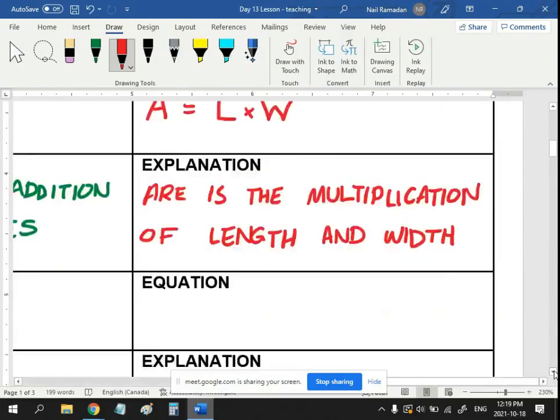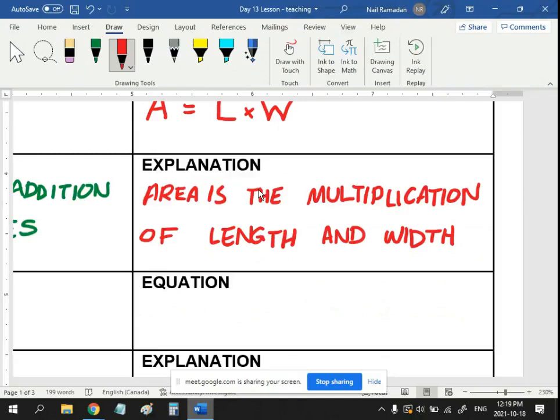So, oh, sorry, this is area, not R. Area. Sorry. Area. That's it. That's all we need to know for what? For rectangles. What's the next shape? What's the next shape down the chart?